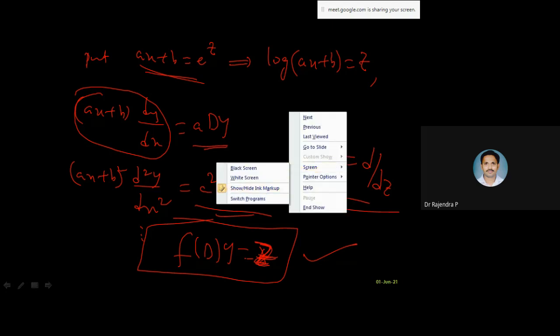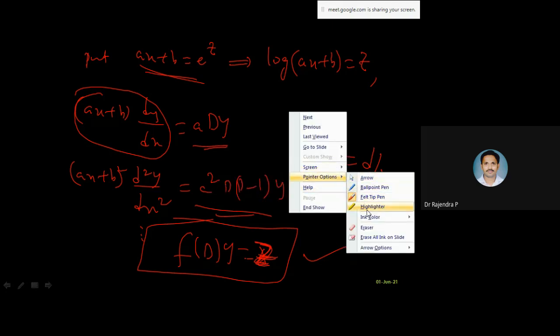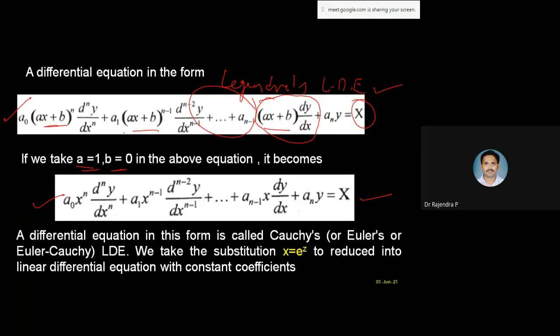We did, I think, 2 or 3 problems based on that. Now let's see what the difference is between Legendre's differential equation and Cauchy's differential equation. Another name for Cauchy's is Euler's, or together they are called Euler-Cauchy. There are different names, but first of all you have to identify which equation is Cauchy's and which is Legendre's. If you have the ax plus b form, those equations are Legendre equations.